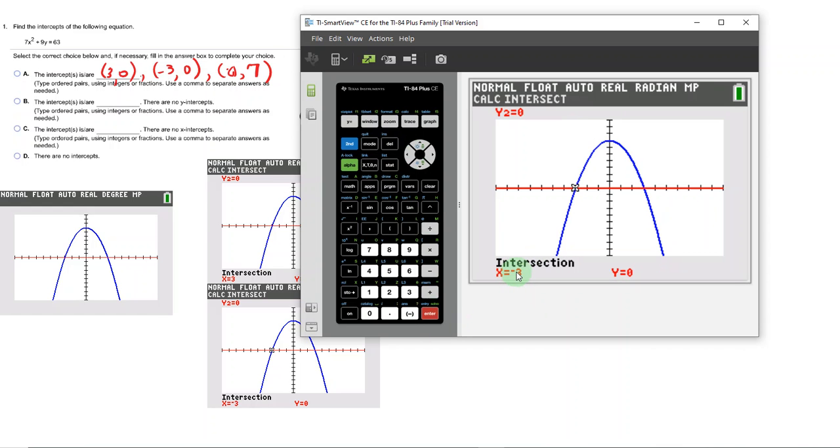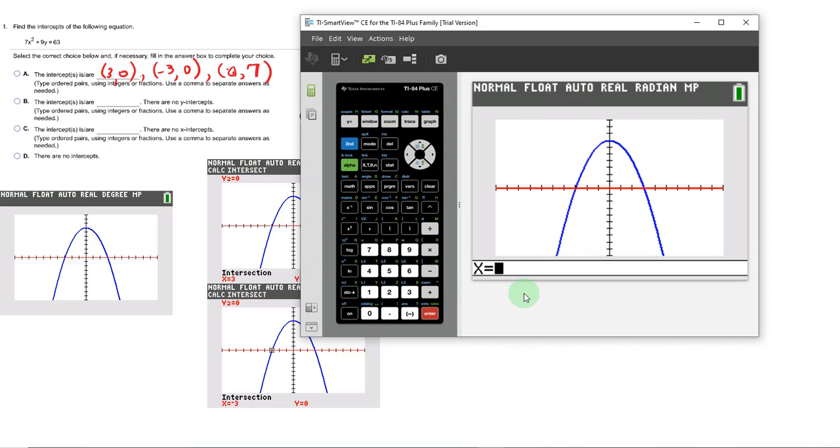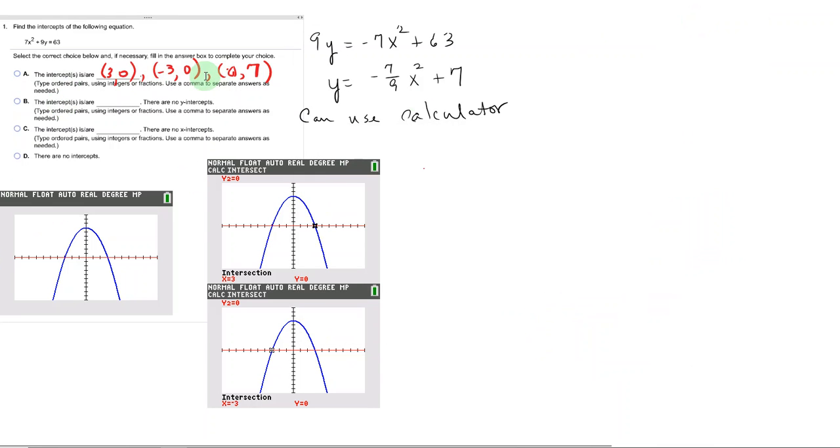Now to find the y-intercept, you can go to second calc value, which is number 1, and it says what x value do you want? Well, at this point, x is 0. So if I type in 0 and hit enter, it gives me y is 7. So that's a quick way to get the answer to that question.